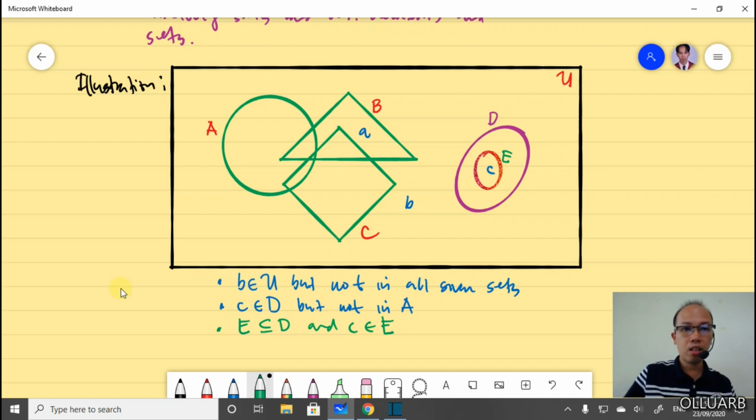So for our next lesson, we will be discussing operations on sets. We will be talking about the union, the intersection, the complement, set difference, and Cartesian product of sets. So just wait for our next lesson.